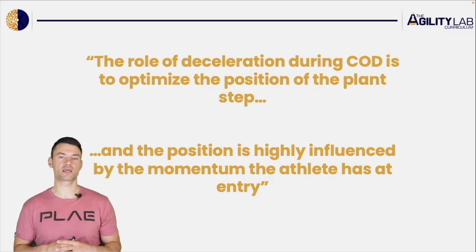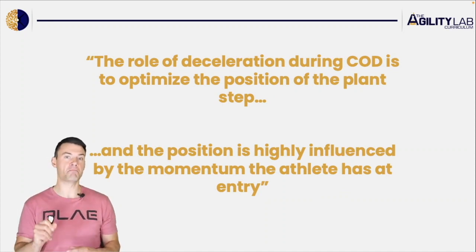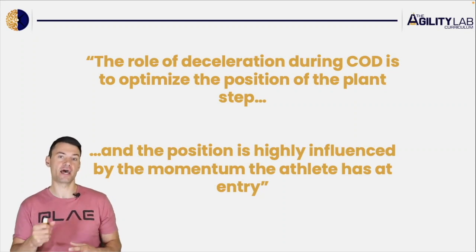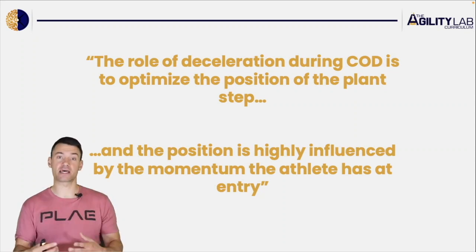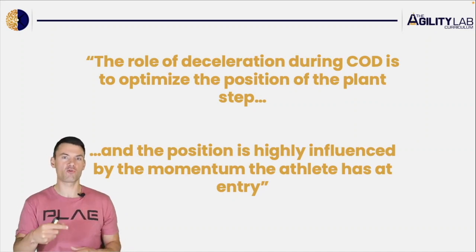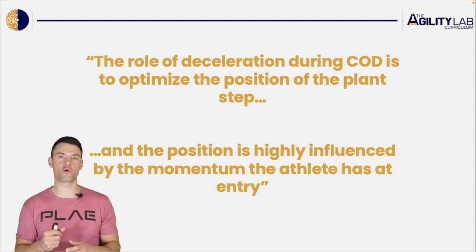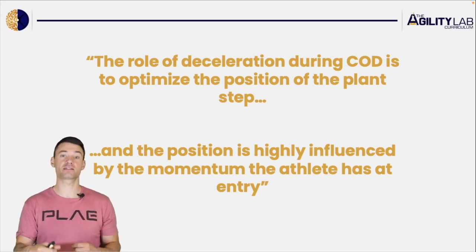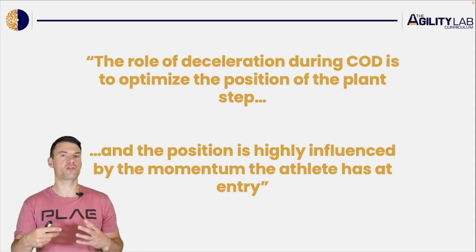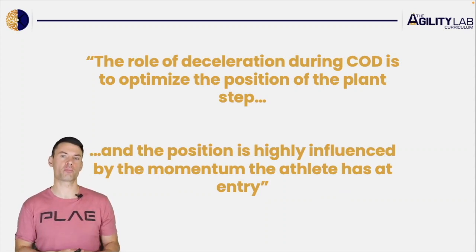Now, a couple of really important things to keep in mind. The role of deceleration and the role of the braking steps during a change of direction is to optimize the position that the athlete is in when that plant step hits the floor. So when the step that provides the big redirection effort hits the floor, the athlete needs to be in the best possible position to exit the most effectively, to exit the most accurately, and to essentially be safe and competent in that movement. And how that position looks depends on all of the strides that come before it. So whether there's 1 braking step, 2, 3, or 4 braking steps, how they are managed impacts that last plant step, which has one of the bigger influences on overall risk and on overall performance.